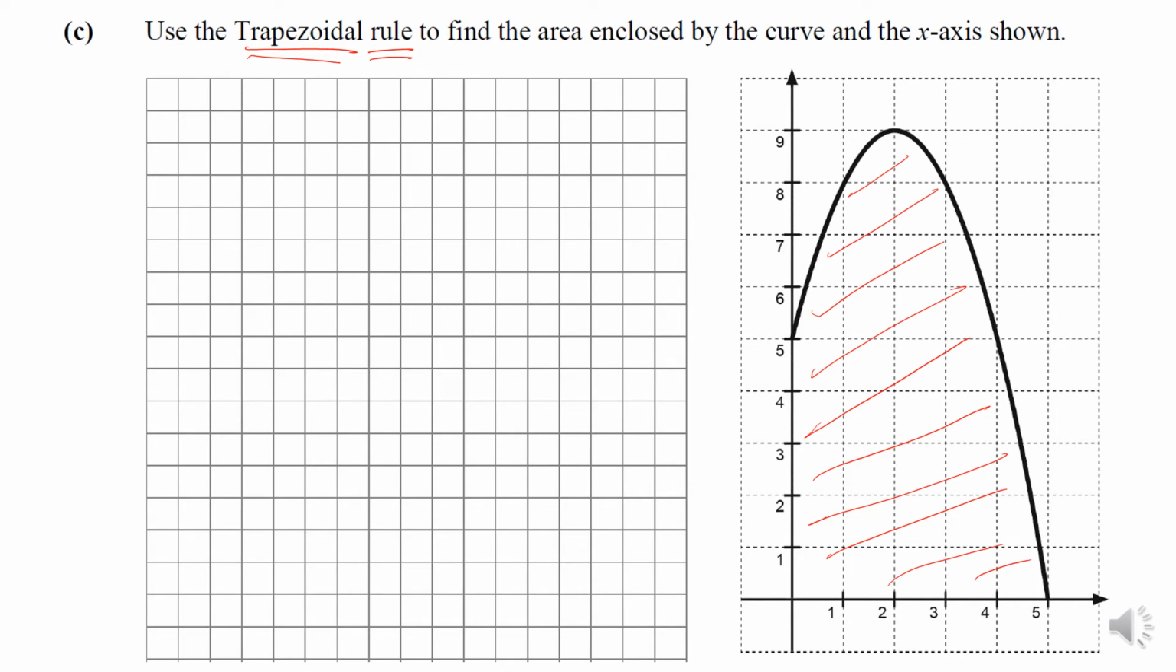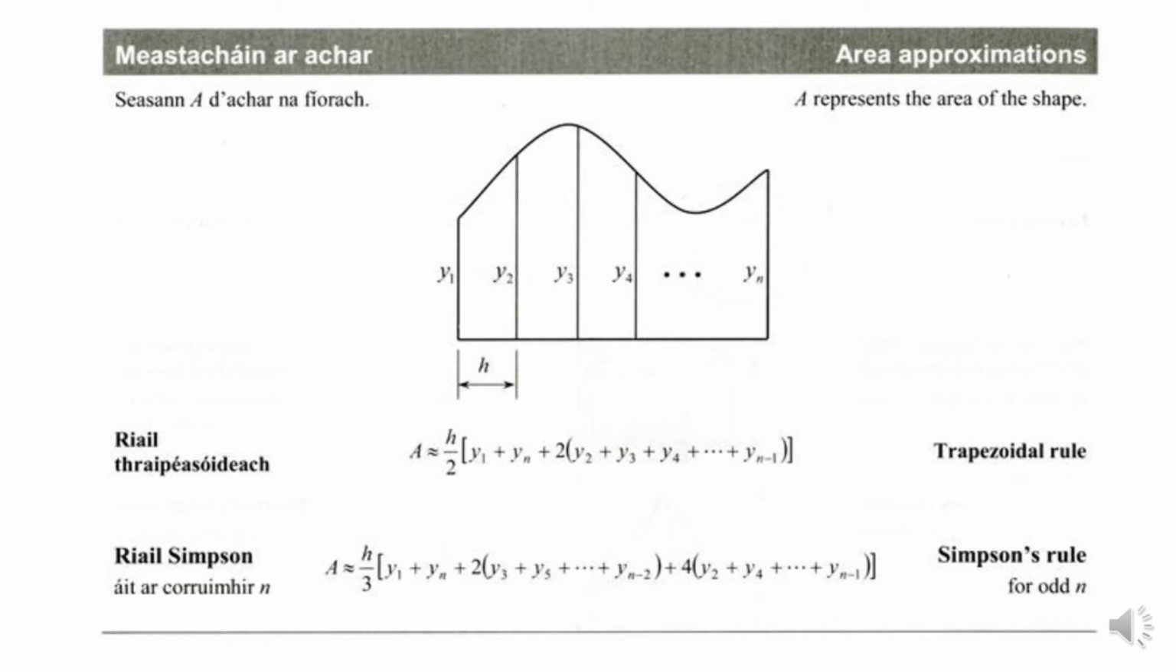Alright, so let's first look at the formula that we need. Again, it's in your formula and tables book, towards the start, on the page called Area Approximations. Down here you'll see Trapezoidal Rule. Simpson's Rule used to be on the Leaving Cert, but we don't use that one anymore. Now let's look at the trapezoidal rule. It's an approximation, that's why you have this wavy equals instead of a straight one.